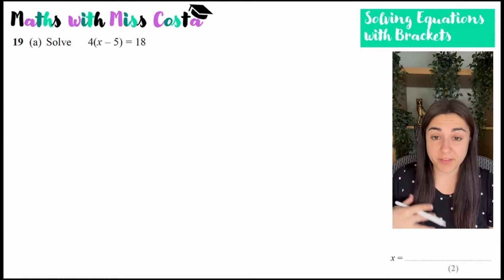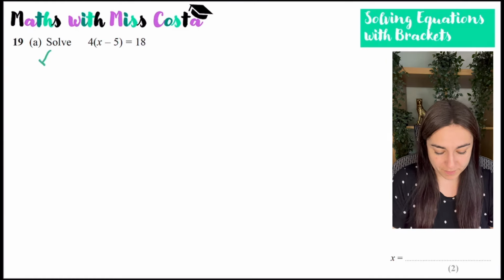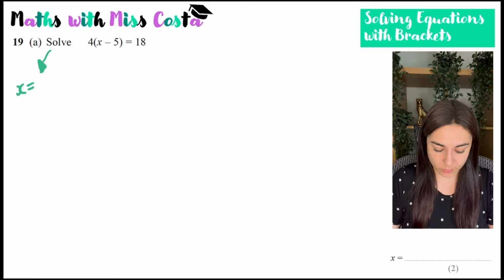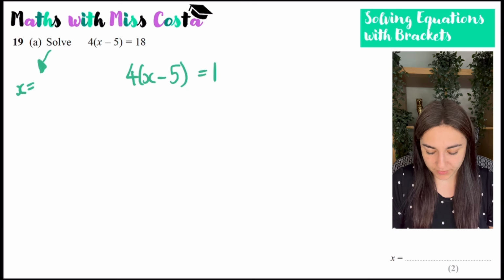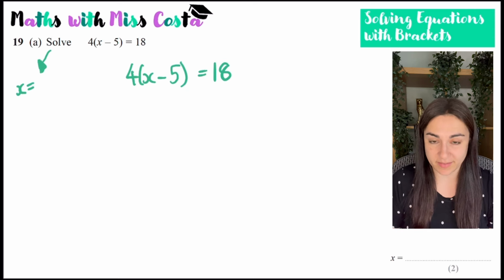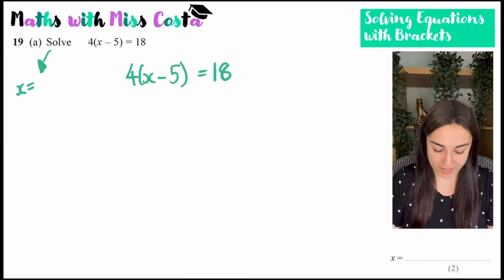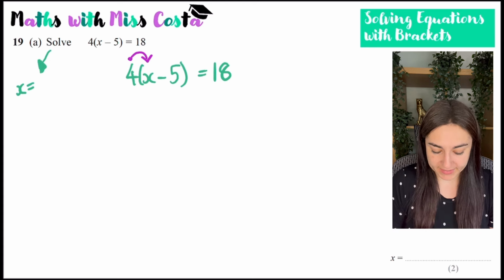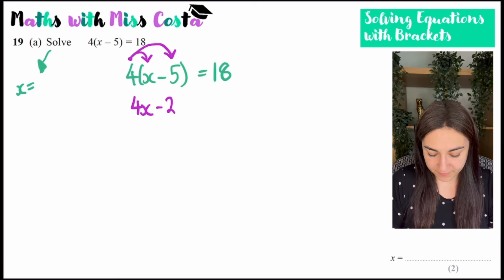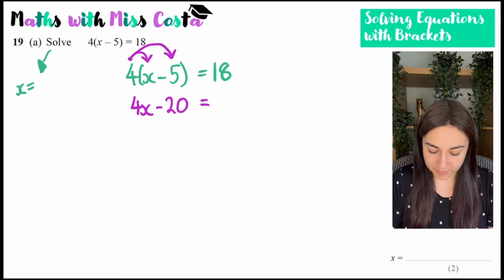So here I've got another solve question, and remember, solve means work out the value of x, so get it in the form x equals. So I've got some brackets over here. So the first thing I want to do when I see brackets is to expand them, which means to multiply them out. So you're multiplying the number outside of the brackets by each term on the inside. So 4 times x is 4x, 4 times minus 5 is minus 20. So I'm left with 4x minus 20 equals 18.